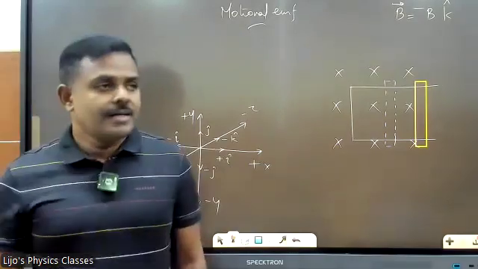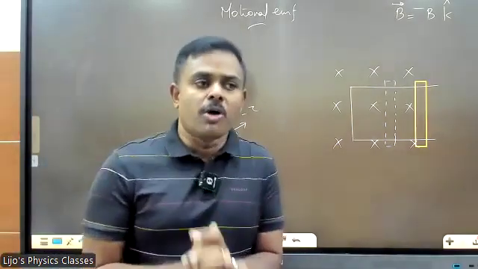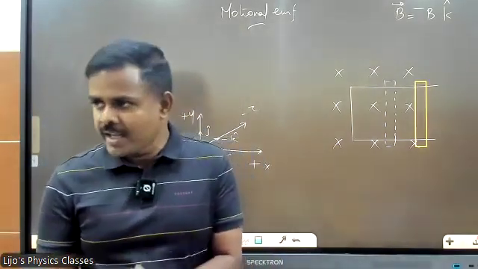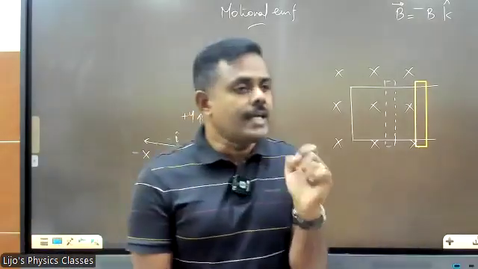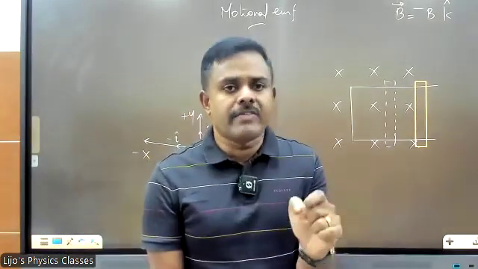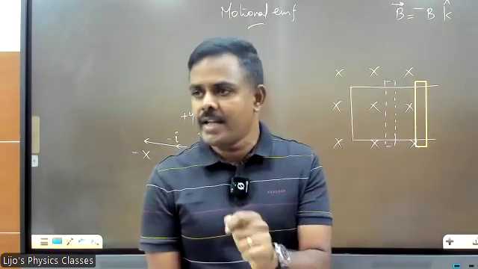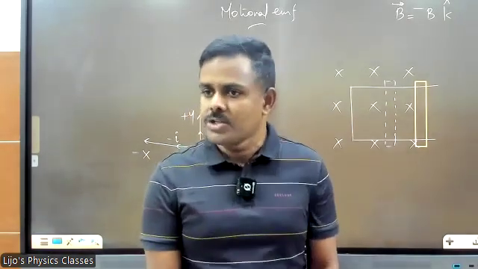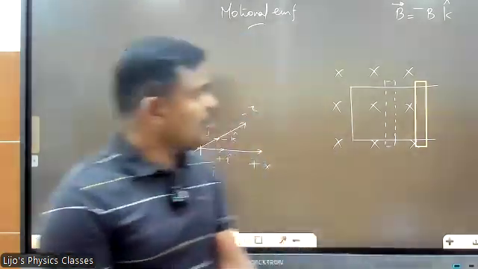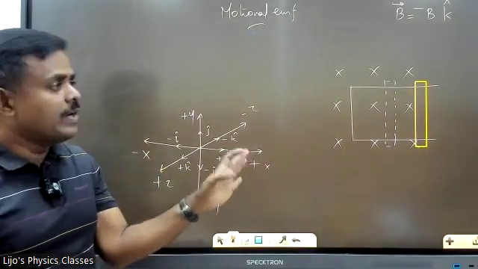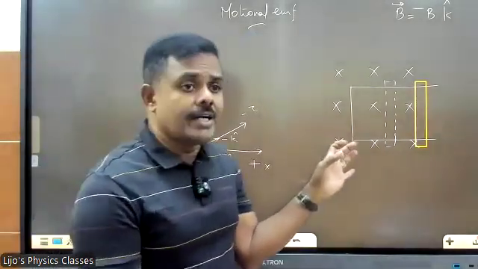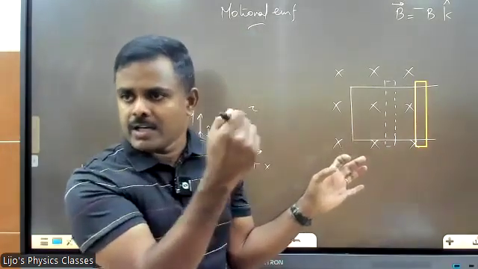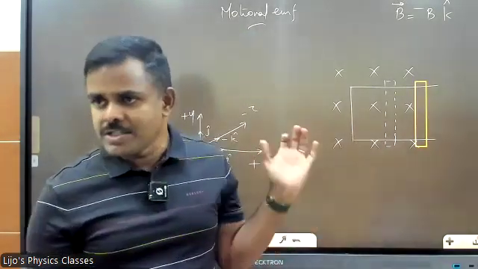So I'll put the context one more time. Look at this. Okay, so we are talking about motional EMF here. Motional EMF is nothing but EMF generated by way of motion. It is called motional EMF, right? So we have a magnetic field here. Where does the magnetic field point to? It is into the board. Magnetic field is into the board, right? Into the board is what?